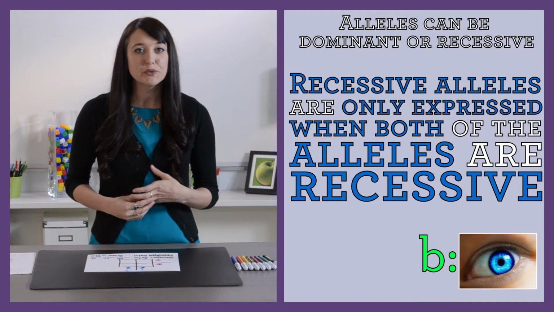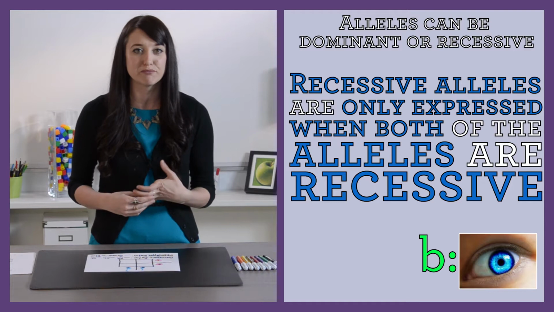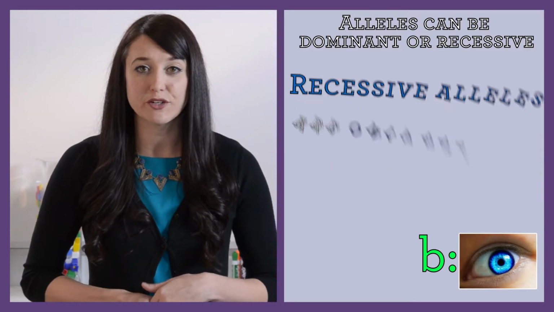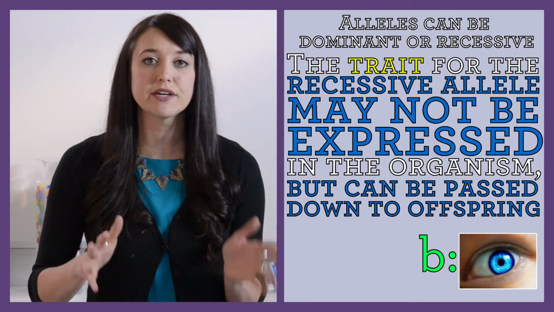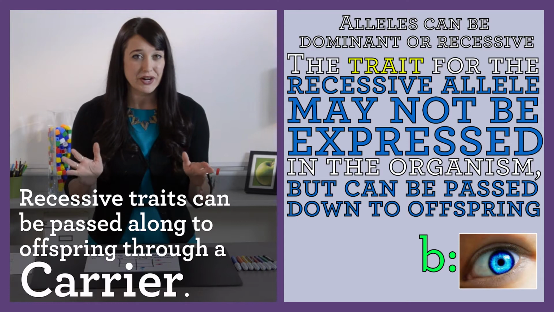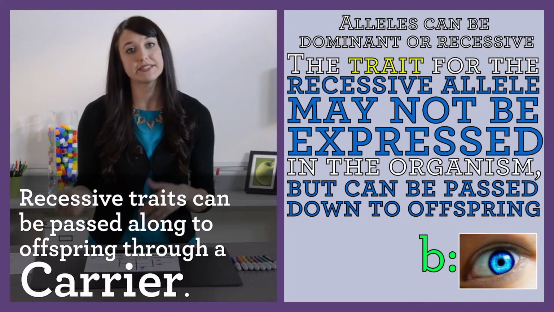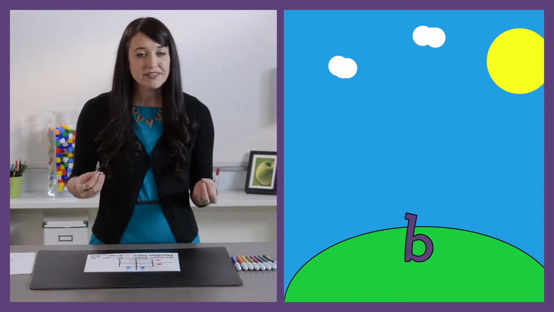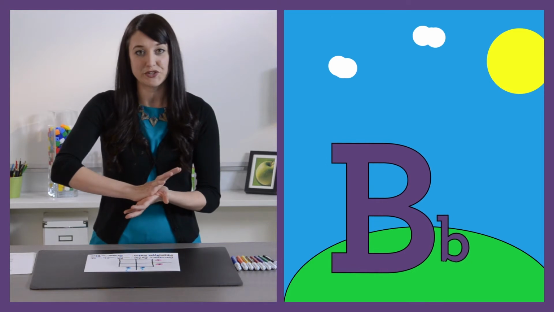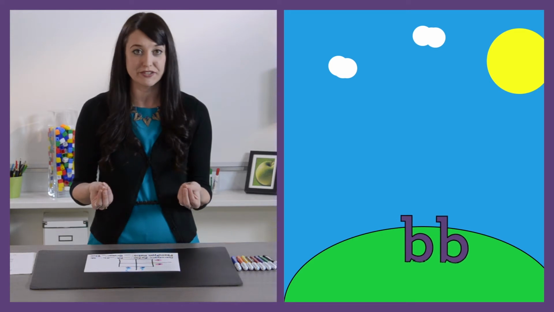In our example, blue eyes are the recessive version of the trait, so we will use a lowercase b to represent blue eyes. The trait for the recessive allele may not be expressed in the organism, but still can be passed down to its offspring. Think about if someone is a carrier of a genetic disorder. They may not be symptomatic, but they can still be a carrier and pass it down to their offspring. Again, the memory trick for remembering the difference between dominant and recessive alleles is that dominant alleles always dominate over the recessive gene. So if you want the recessive gene to be seen, you must have both alleles recessive.